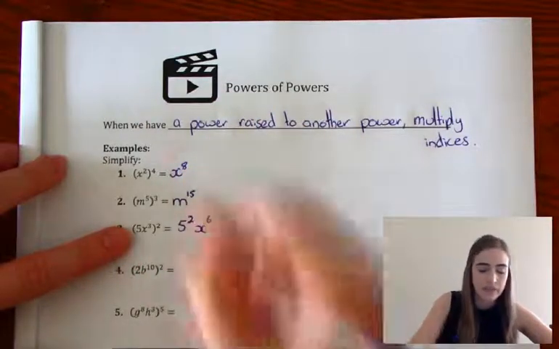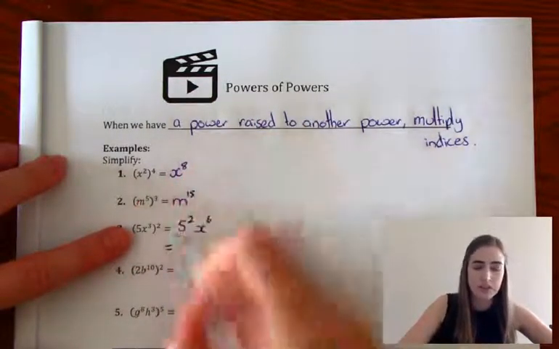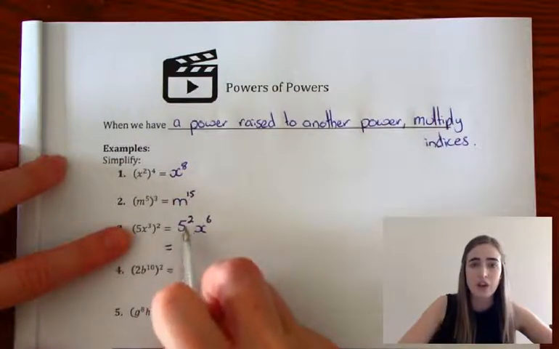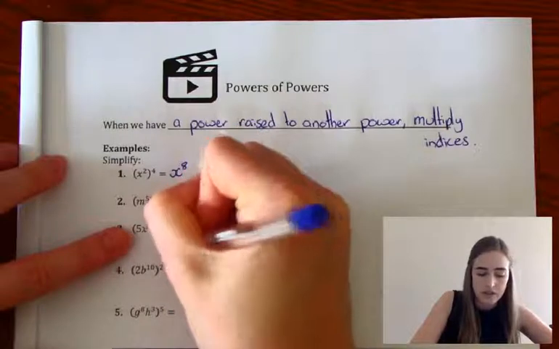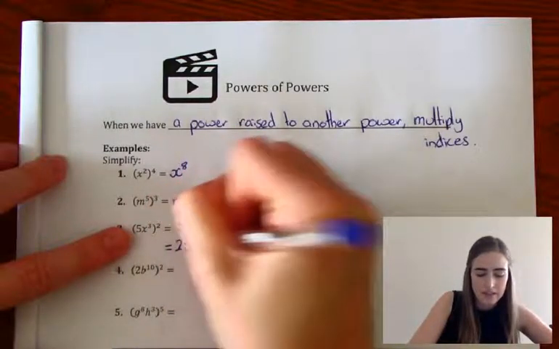Now we can simplify that a little bit. That 5 squared, that means 5 times 5. And 5 times 5 is 25. So we'll write it as 25x to the power of 6.